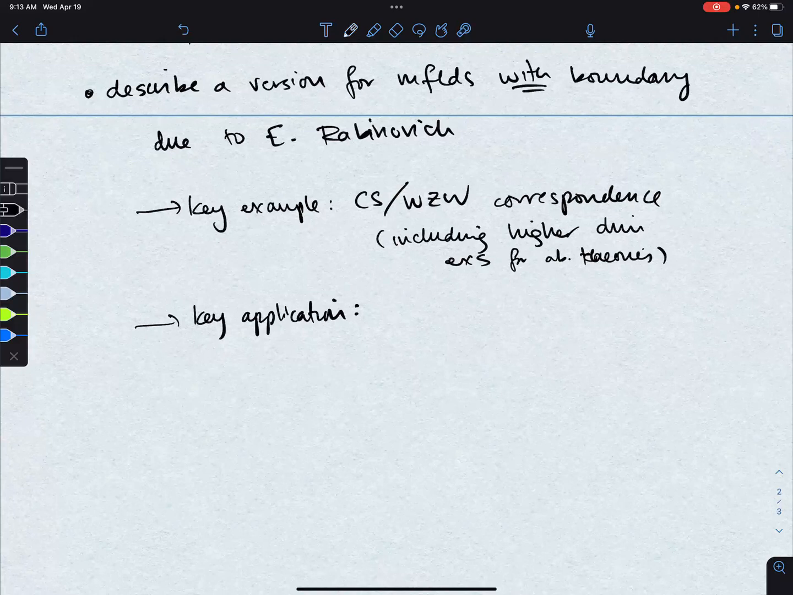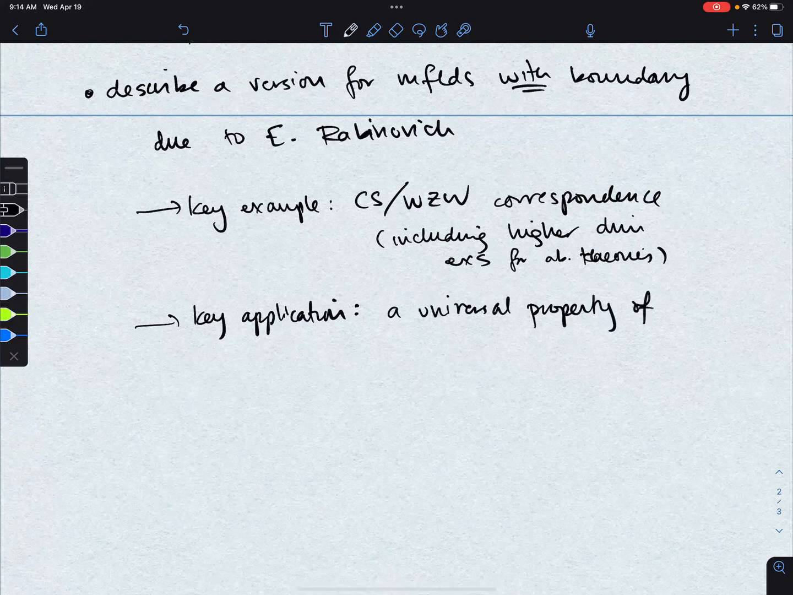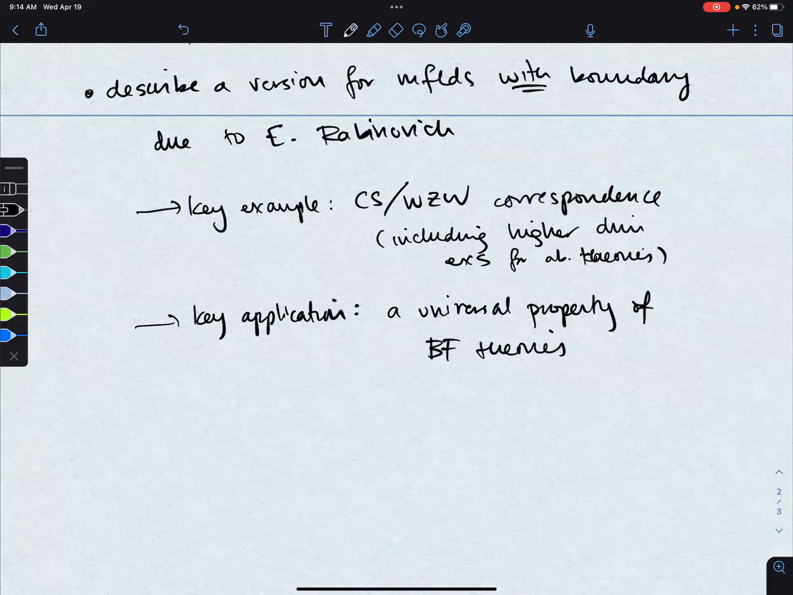Another bit of work in progress is a universal property of BF theories. When you use these techniques and you study theories of the flavor of a BF theory, they actually have a universal property with respect to factorization algebras. That's work in progress with Brian Williams and Greg Jeannot.